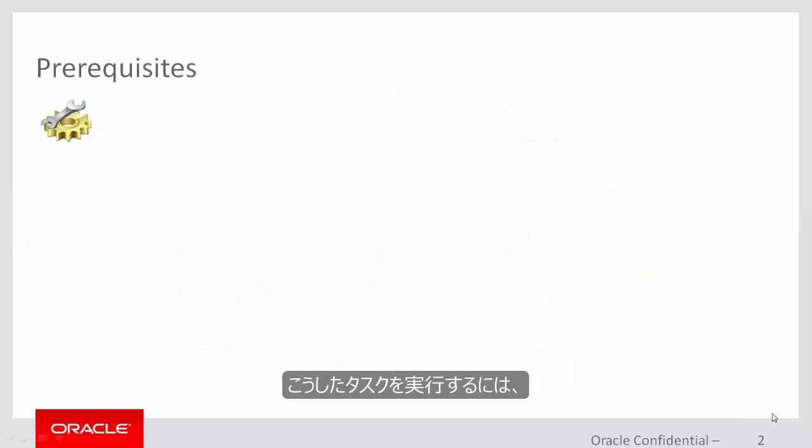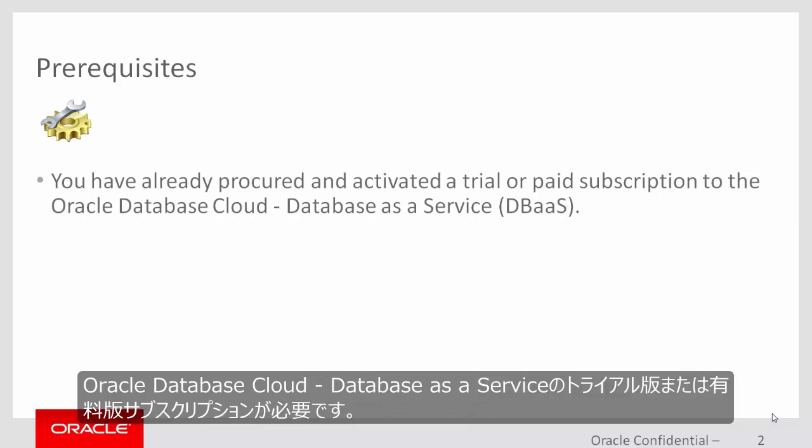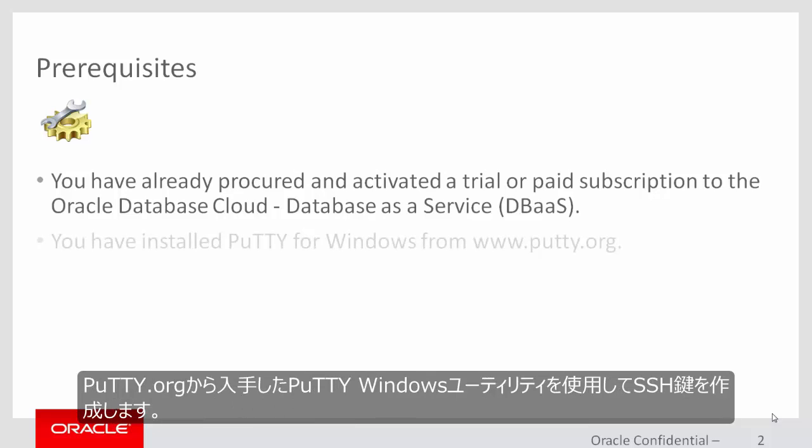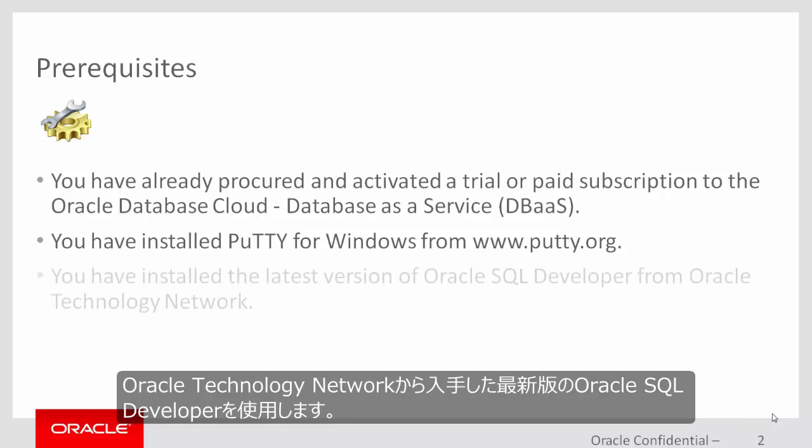To perform these tasks, I'll need a trial or paid subscription to Oracle Database Cloud Database as a Service. I'll be using the PuTTY Windows utility from putty.org to create the SSH keys, and I'll be using the latest version of Oracle SQL Developer from the Oracle Technology Network.